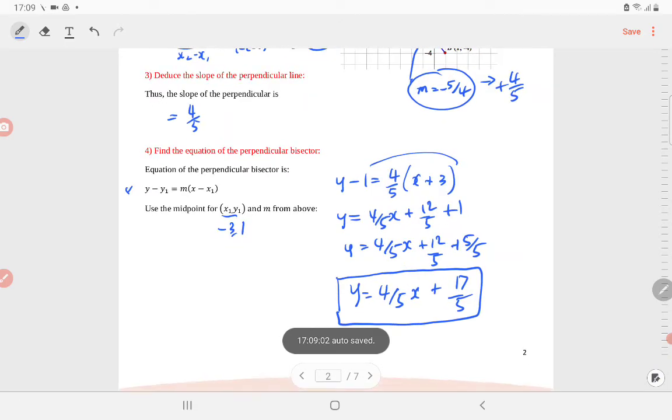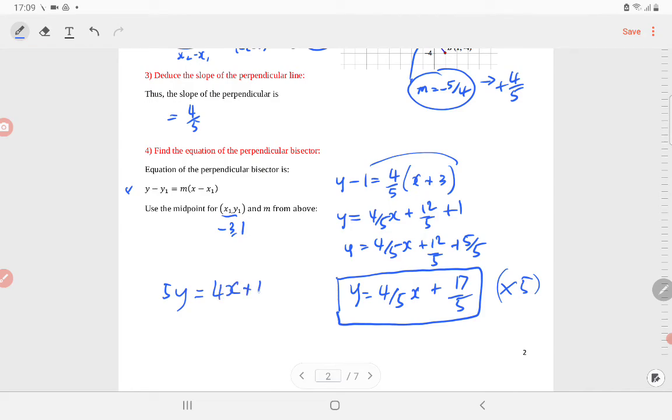You can change the form by multiplying the whole equation by 5. So I end up with 5y equals 4x plus 17. Sometimes it's useful to have it in this form. So 4x minus 5y plus 17 equals 0. So you can write it in that general form as well, or the slope-intercept form there. So either one is okay.